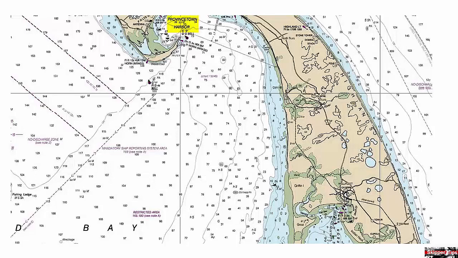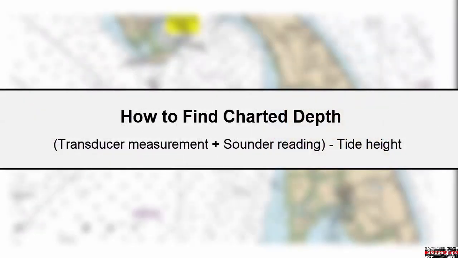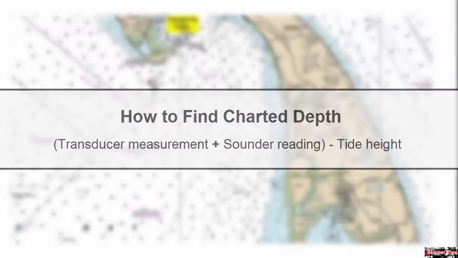Follow these 3 steps. First, you want to correct your depth sounder to charted depth. Measure the distance that your depth sounder transducer was installed below the waterline. Add this distance to the depth shown on your depth sounder. Next, check an online or paper tide table or graph and correct the first calculation for high tide. Subtract the amount of tide from the first calculation, and this will give you charted depth.